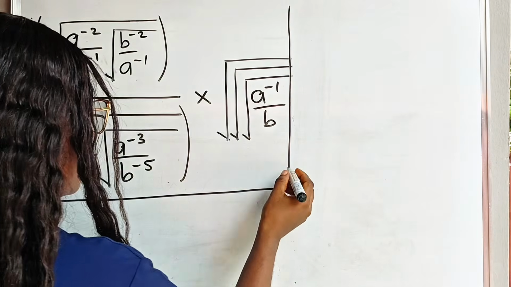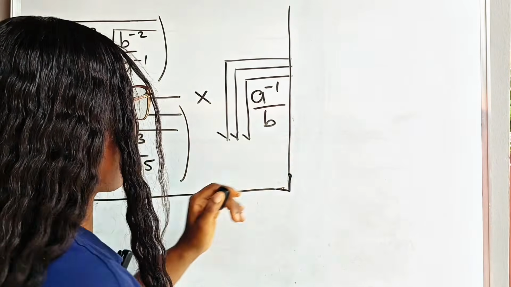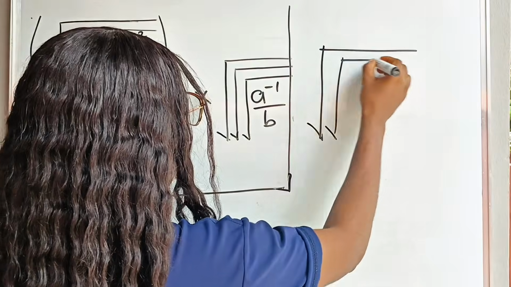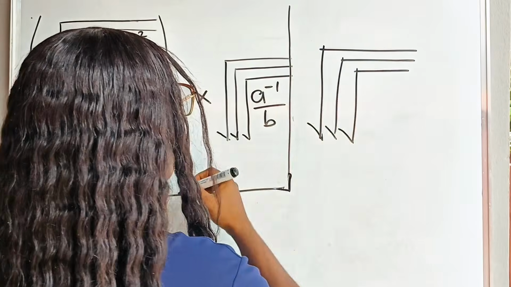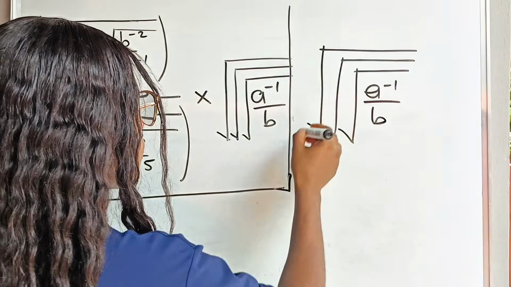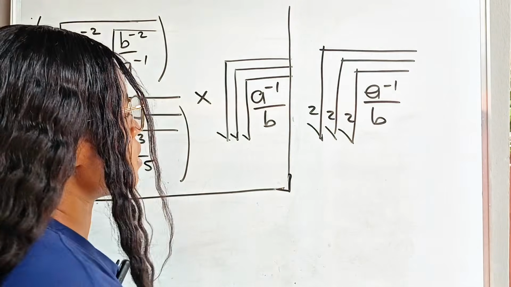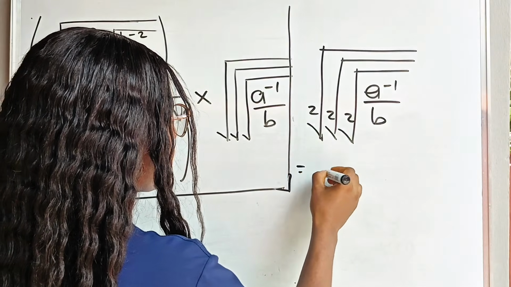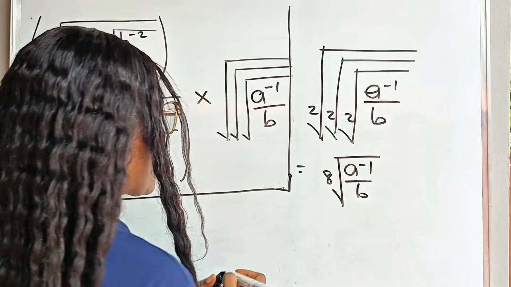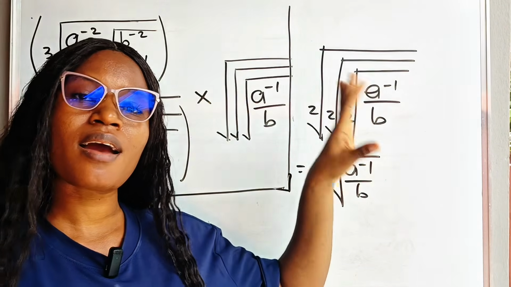Okay, now this seems to be very easy, so I'll just use one side here. So we have the square root of the square root of the square root of a to the power of negative 1 over b. So this is 2, 2, 2. 2 times 2, 4. 4 times 2, 8. So it's actually equal to the 8th root of a to the power of negative 1 over b. I think that is basically that. Now it's time to bring out everything.